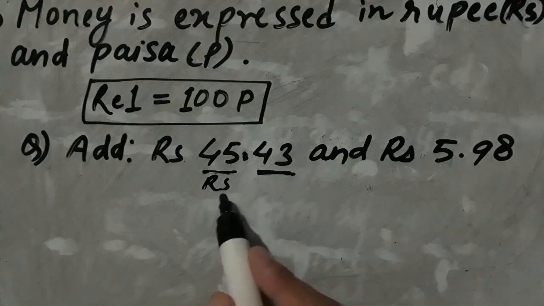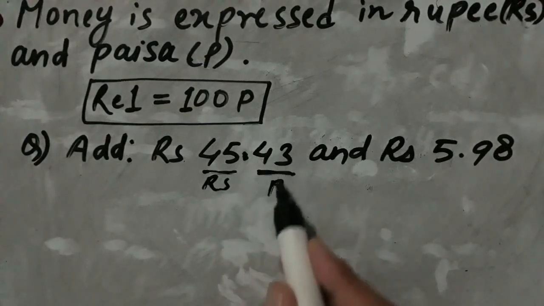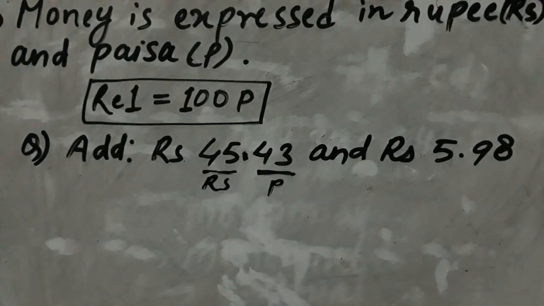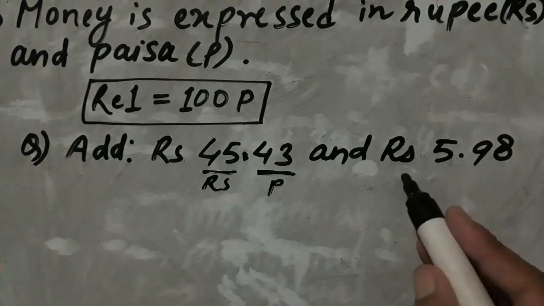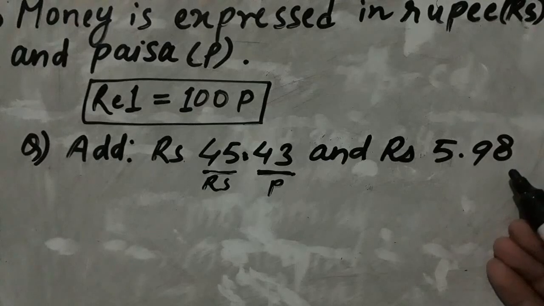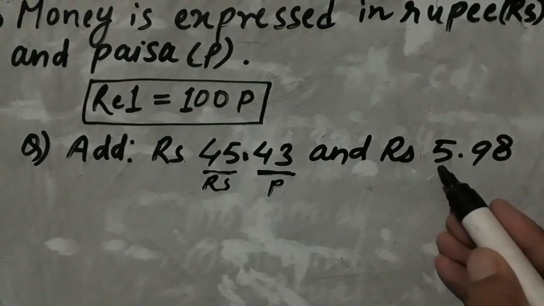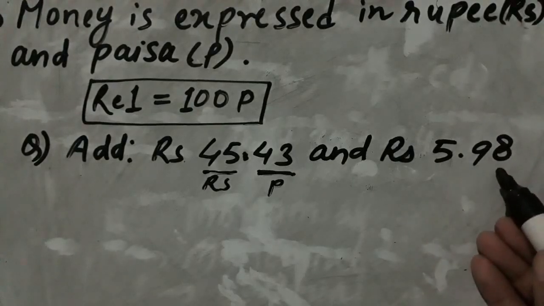So we can read it as 45 rupees 43 paisa. In this way also we can read. So similarly, here is rupees 5.98, which means 5 rupees 98 paisa.